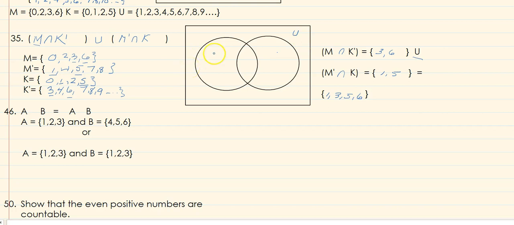Let's go ahead and fill in our Venn diagram. We have set M and we have set K. And what do M and K have in common? Well, they have 0 and they have 2. What's left in M would be 3 and 6. What's left in K would be 1 and 5. And these are the answers that you saw right there. So this would be shaded in M. This would be shaded in K. The overlap would be left unshaded.